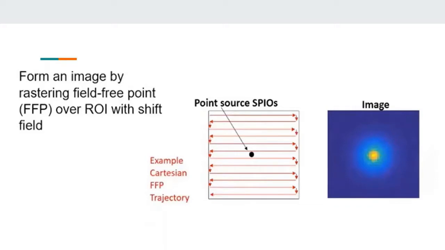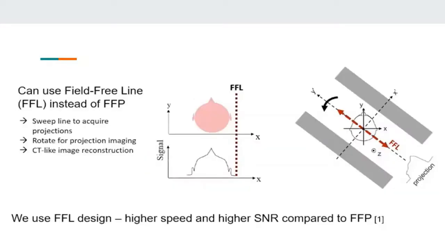So in this case, we can sweep the line across a region of interest, and then we would acquire projections, and even rotate this and acquire projections to do projection imaging, much like CT. Then to reconstruct the image, you can use a technique similar to CT as well, and this is preferable because it's been shown that you can image with higher speed compared to the field-free point method.